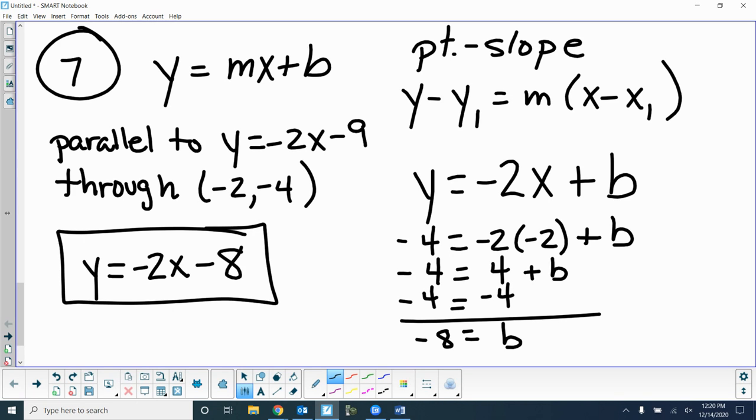What does b stand for again? y-intercept, where the line will cross the y-axis. What form is that again? This, slope-intercept. Any other questions?